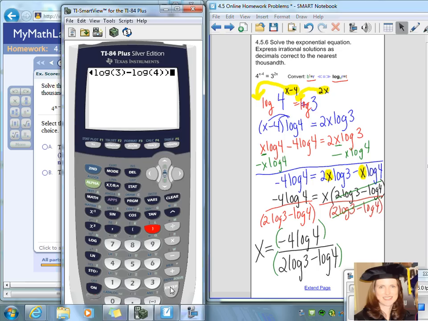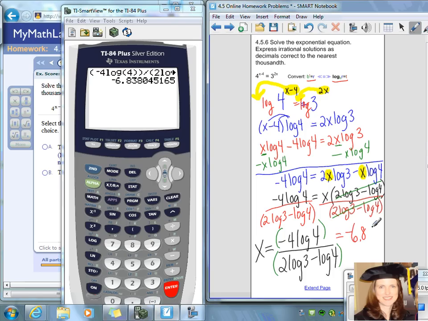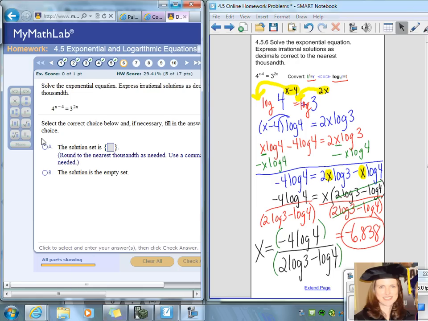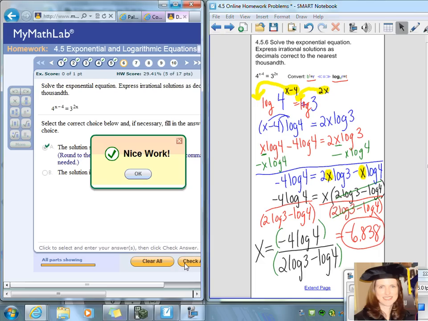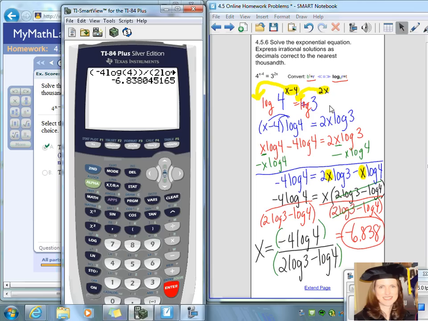And I get negative 6.83804. If we round this to the nearest thousandths, that is negative 6.838. And we can check our answer. The hardest part of this could be putting it into your calculator. There are quite a few steps in solving this.